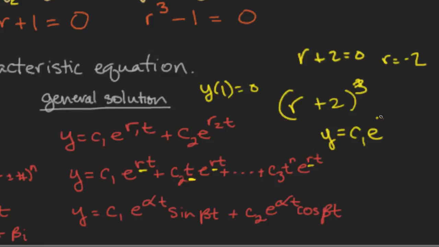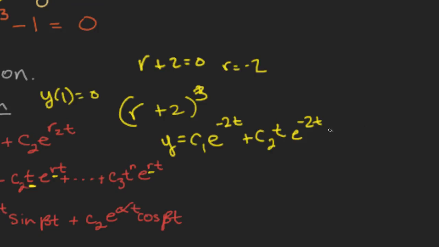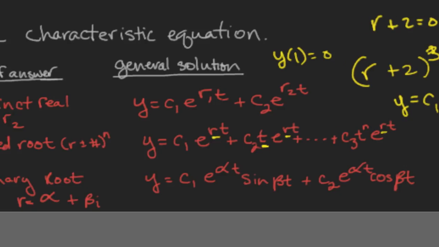e to the -2t. Now, because we can't have a repeated root, we do plus C2 t e to the -2t. Are we done? No, because that's a 3. We have to go one more. So it'd be plus C3 t squared e to the -2t. All right? So that's how you do the repeated roots.